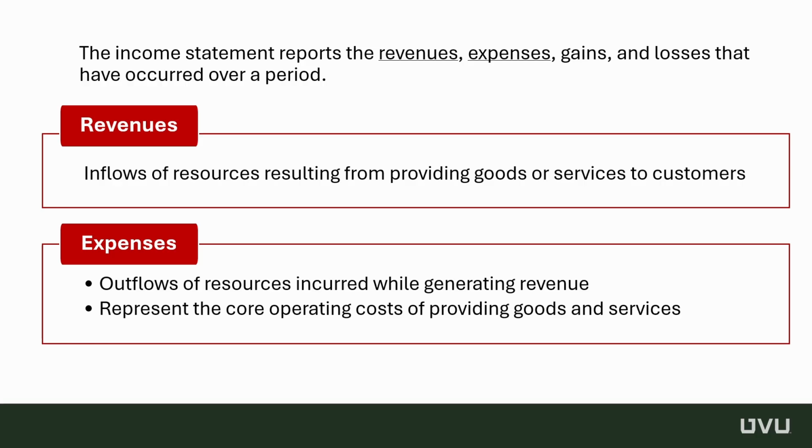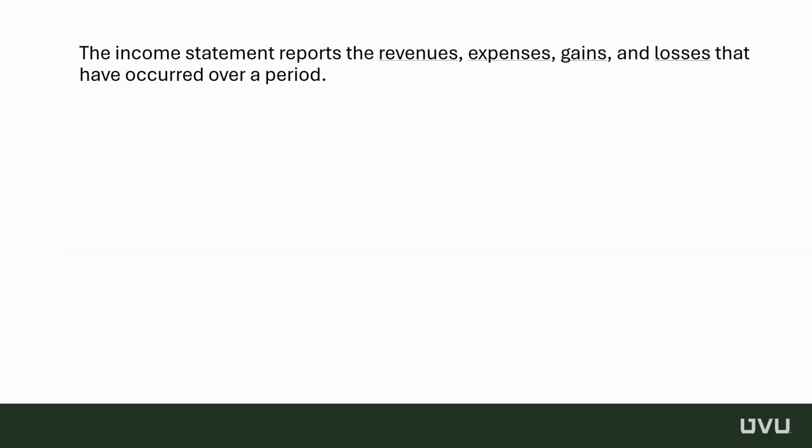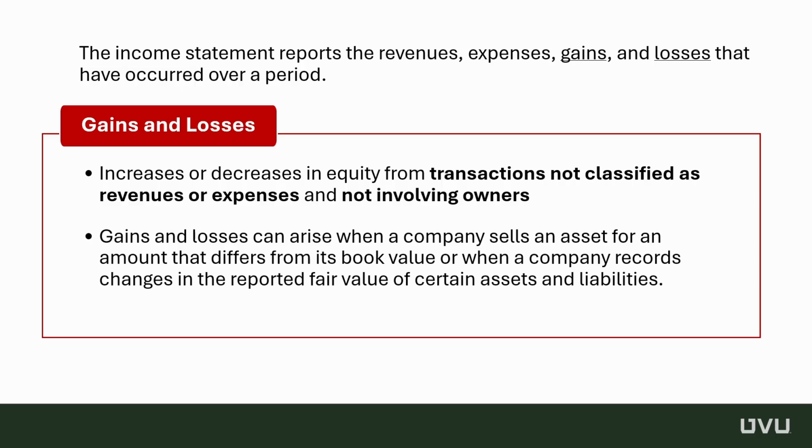In addition to revenues and expenses, the income statement also includes gains and losses. Formally defined, gains and losses are increases or decreases in equity from transactions that are not classified as revenues or expenses and that do not involve owners. Now, that definition can sound pretty abstract. So let's make it more concrete with some examples here.